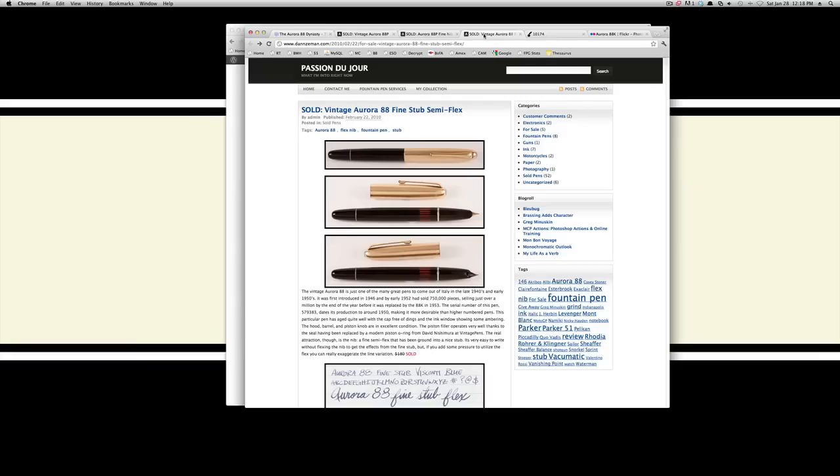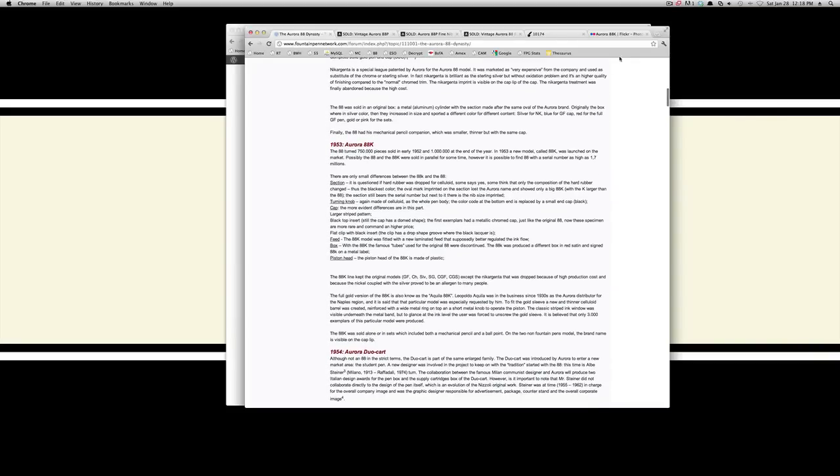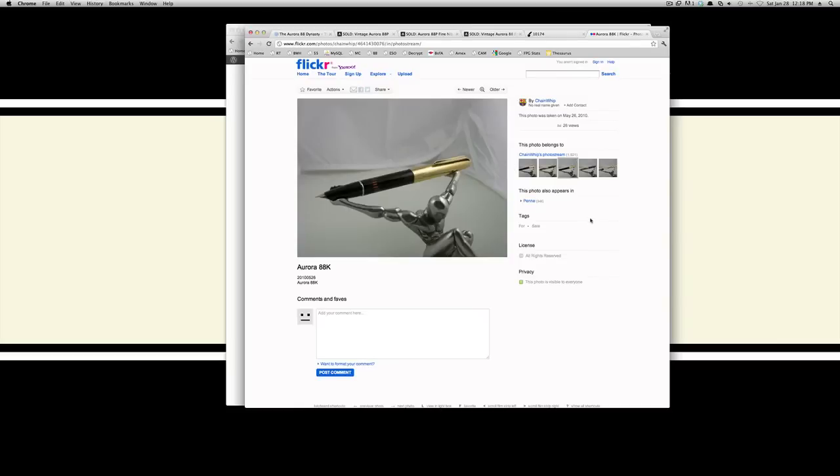Me too. So the original 88 was made from 1946 until 1953, when the 88K was introduced. It was estimated that just over 1.7 million 88s were made. There are a few small differences between the 88K and the 88. Most notably is the section. It was either a different formula of hard rubber, or it was made from celluloid. No one's really certain on that. And then the turning knob was changed from hard rubber to celluloid to match the pen body. And the clip changed. Correct.